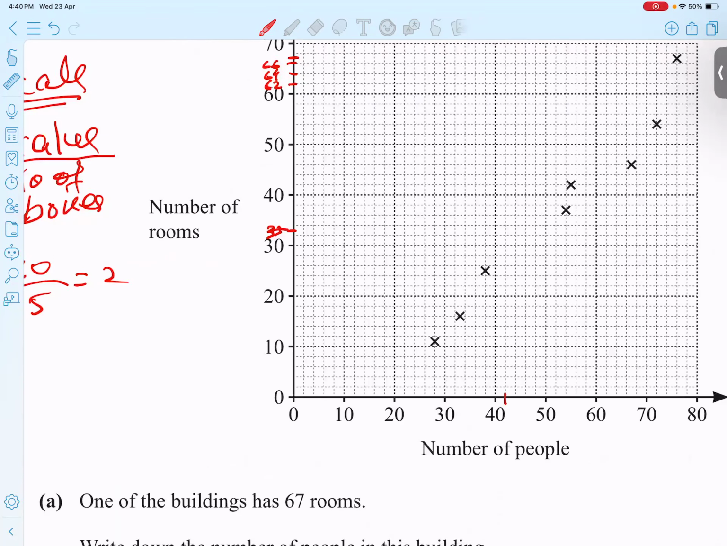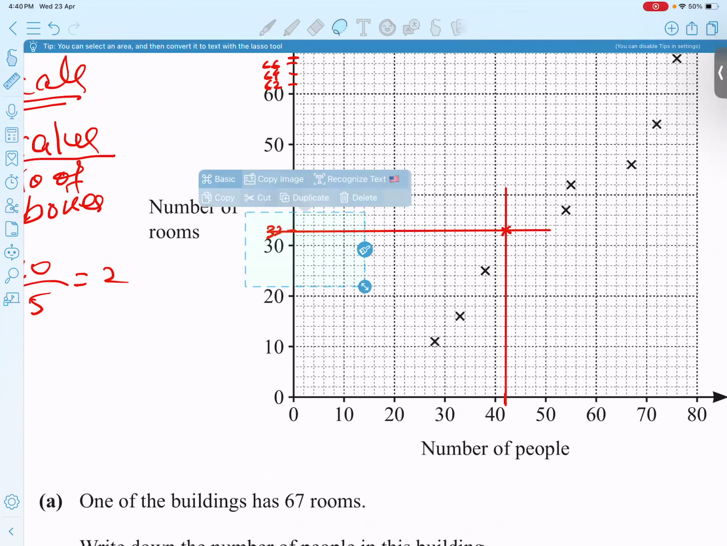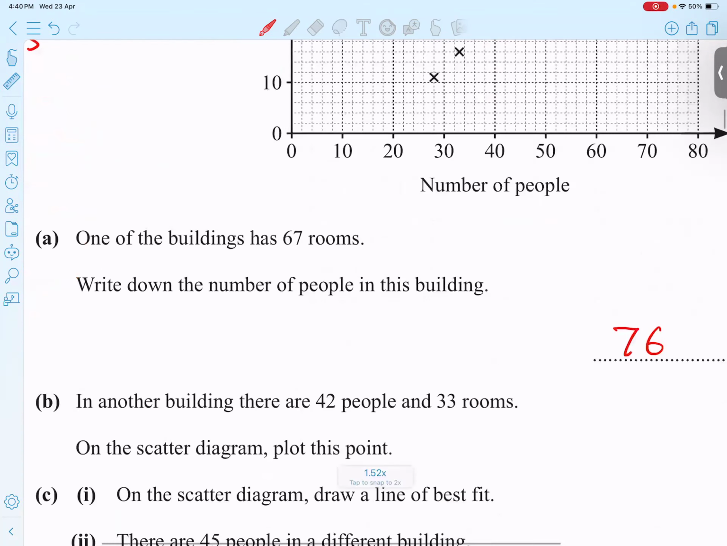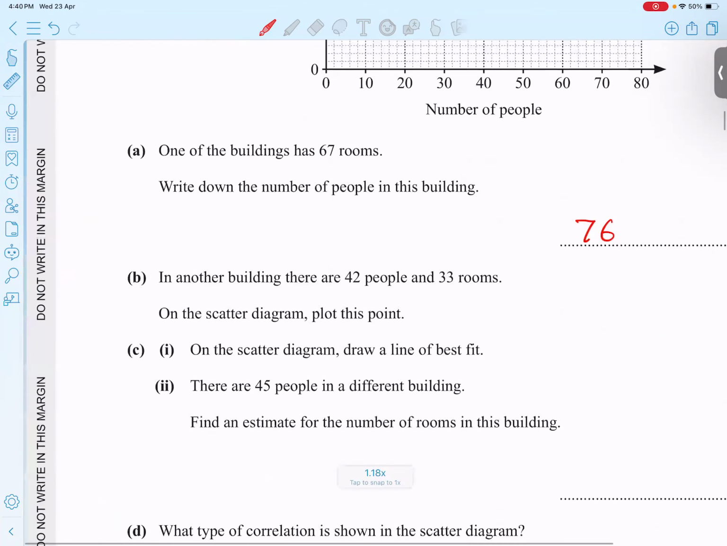Check it, students. What is the way of plotting? I take a line from there and make a line from here, and where they meet at this point is my answer. I believe you understand how I got this point. Next part is asking us to estimate.